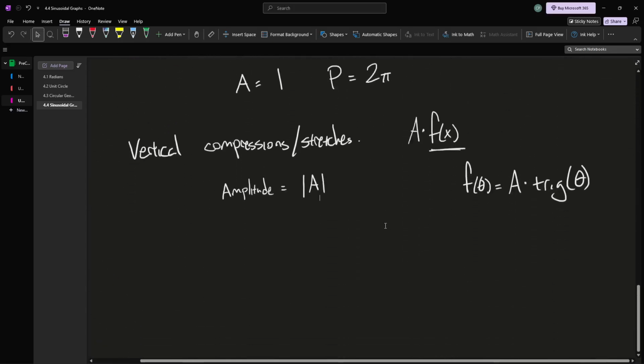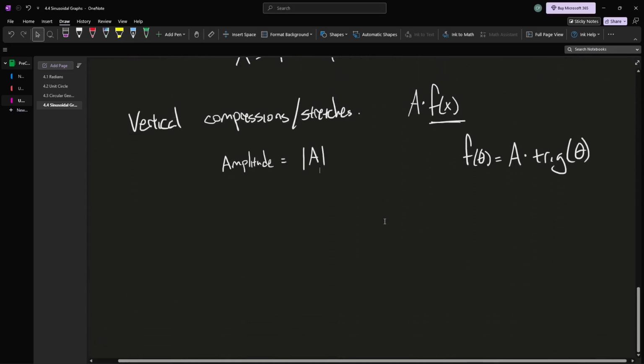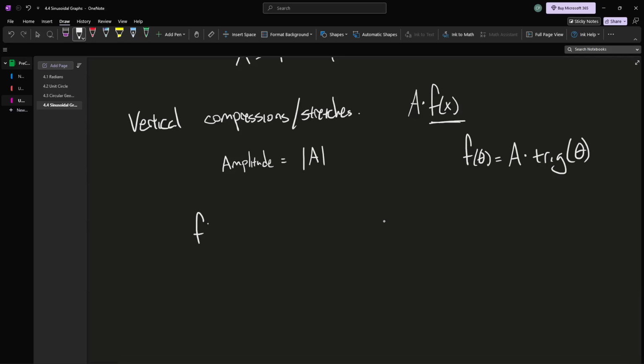So let's graph this together. Let's pick a value. We'll do a cosine one together. So now f of theta is equal to 3 cosine theta. As we graph, I want us to get into good practice of labeling everything. We'll label more as we go along.